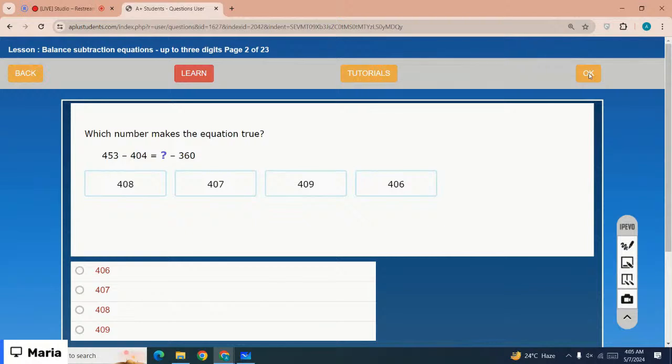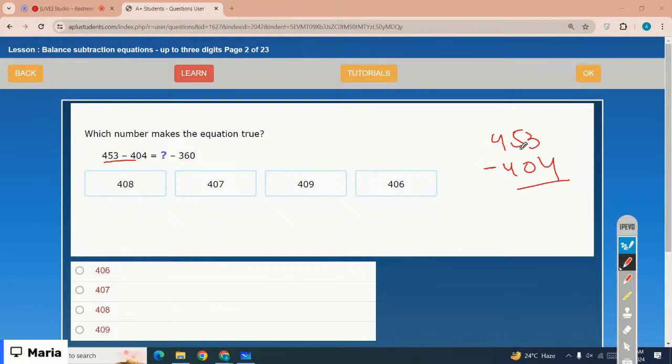Which number makes the equation true? Which is the correct option? Just subtract. Solve the side where you are given both the numbers. Solve this first, right? 453 minus 404. You cannot subtract 3 out of 4. You need to borrow 1. That makes 13. 13 take away 4 is 9. 4 take away 0 is 4 and 0. That means you need to find a number that when subtracted from 369 makes the answer 49.